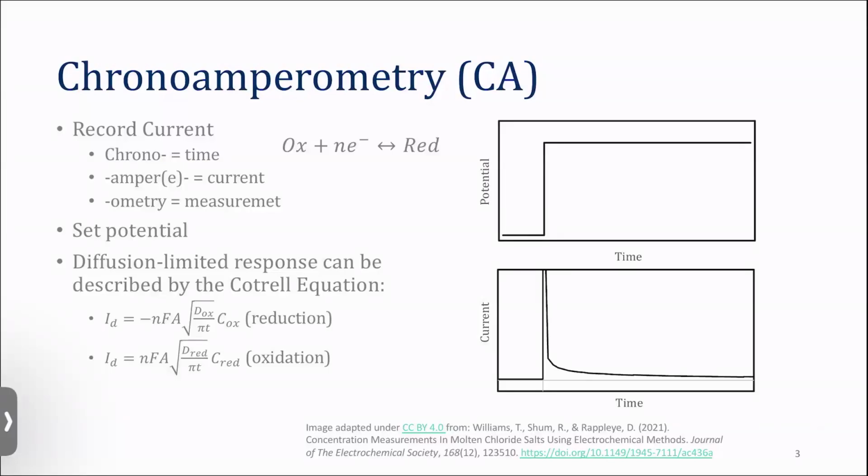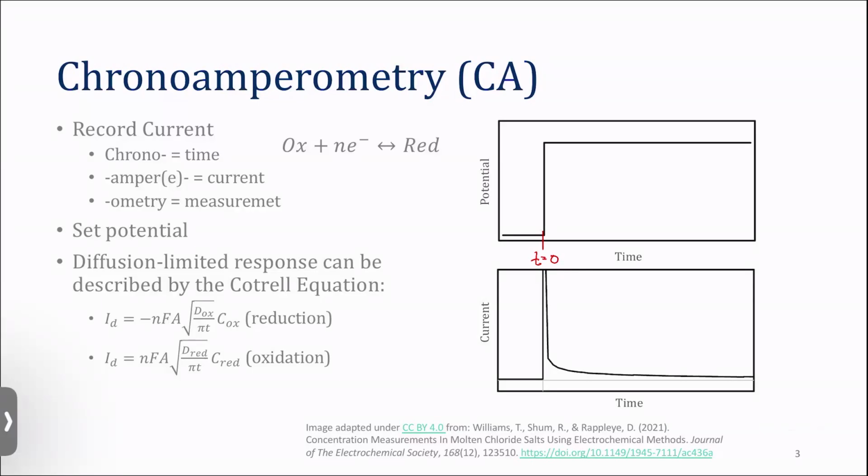So you can see that here on the right with these plots. We are at one potential, and then at time 0, we're stepping up to a different potential. Then below we get this current response where it spikes up and then decays down. Now this occurs if we take a big enough potential step that we're in the mass transfer limited regime.